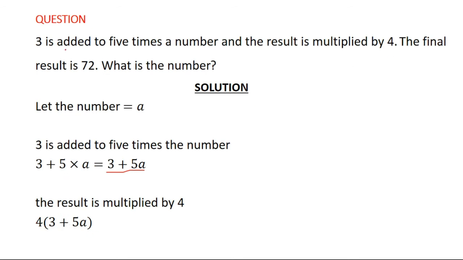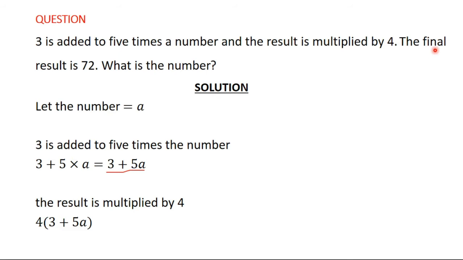So 3 is added to 5 times a number. You know that if the number is A, that is going to give us 3 plus 5A. The result is multiplied by 4. So it means that 3 plus 5A is multiplied by 4. Because 3 plus 5A is a binomial, you put that in a bracket. Then you bring the 4 outside the bracket.